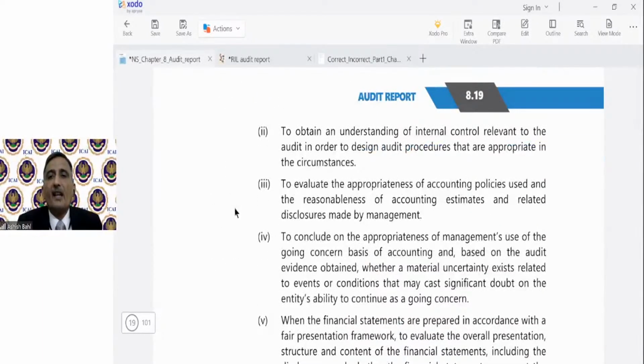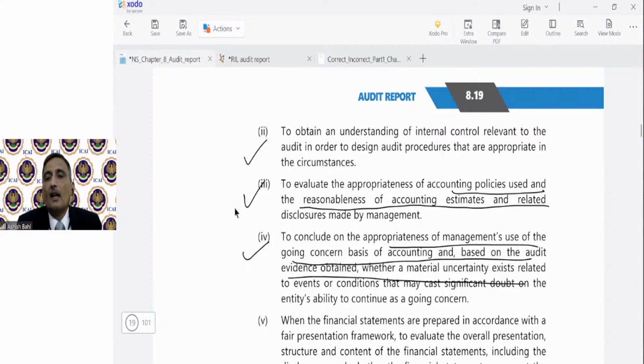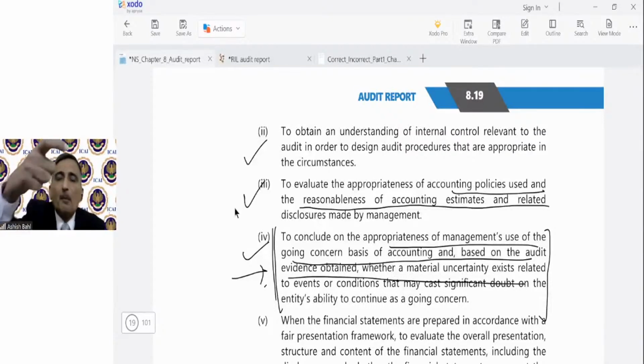To obtain an understanding of the internal control relevant to the audit, to evaluate the appropriateness of the accounting policies used and the reasonableness of accounting estimates, to conclude on the appropriateness of management's use of going concern. Now here the auditor's responsibilities give a passing reference to going concern. The auditor's responsibility section states that the auditor's responsibility is to conclude on the appropriateness of the going concern used by management, but he will give a separate paragraph only if there are material uncertainties, in case of unmodified opinion.